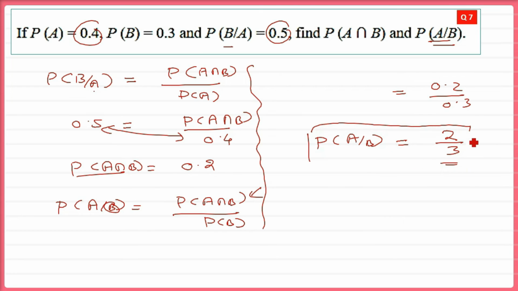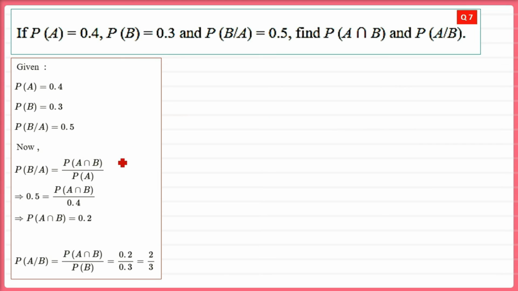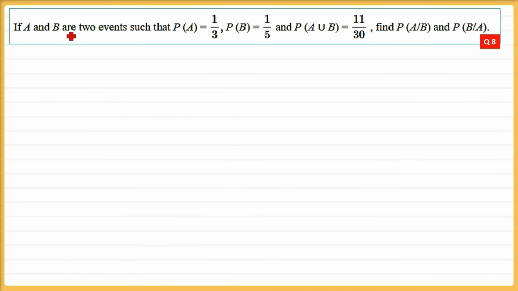That's your answer. So two of the things we have found out. This is how this will be done. This is the formal way you have to go about in order to solve this. Now in this question, A and B are two events such that P(A), the probability of event A, is 1 by 3, the probability of event B is 1 by 5, and P(A union B) is 11 by 30. So we have to find out the probability of B if A is known.